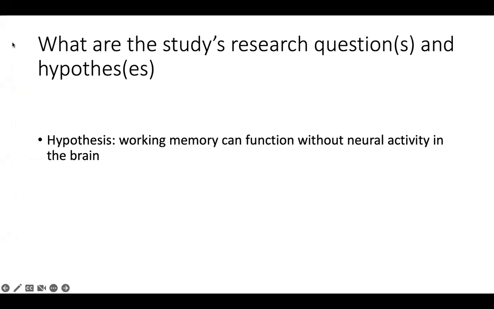Their hypothesis was that working memory can function without neural activity in the brain, even when it is unrelated and scattered in two different areas of your brain. They wanted to see if, when it's in two different areas of the brain, the working memory can still function like it should.